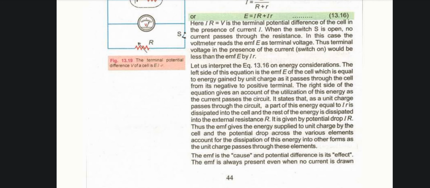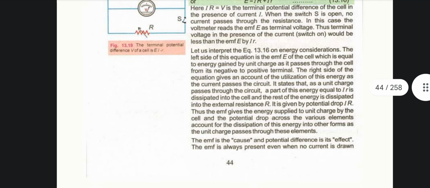When the switch S is open, no current passes through the resistance. In this case, the voltmeter reads the EMF as the terminal voltage. Thus, the terminal voltage in the presence of current, switch on, would be less than the EMF by Ir.